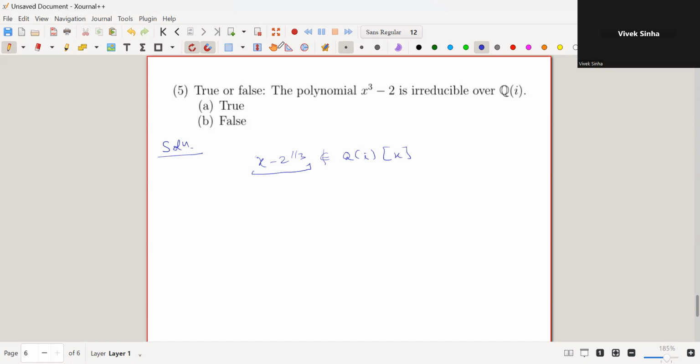So you cannot write x cube minus 2 as x minus 2^(1/3) times some 2-degree polynomial in Q(i)[x], because this polynomial is not there inside Q(i)[x]. You have to factorize inside the field, no? Yes, yes, yes. Then what to do?